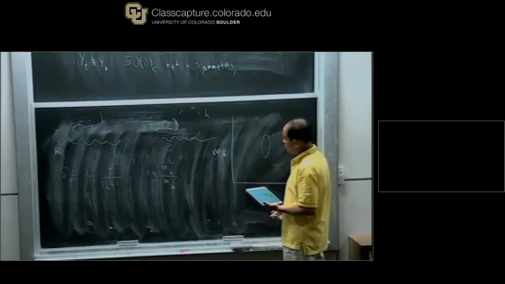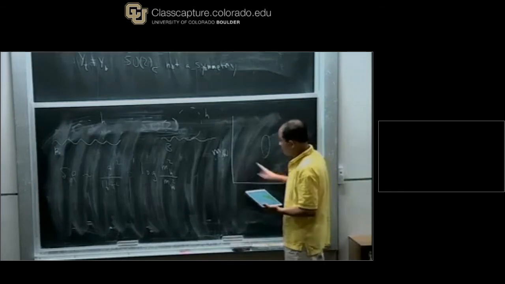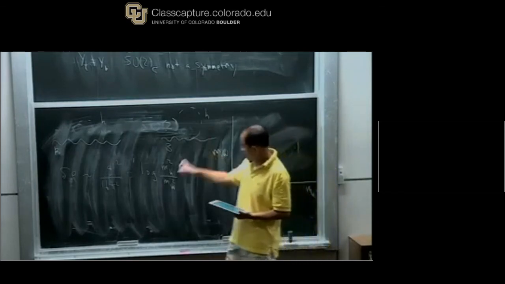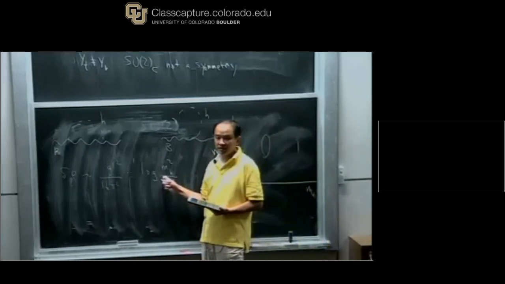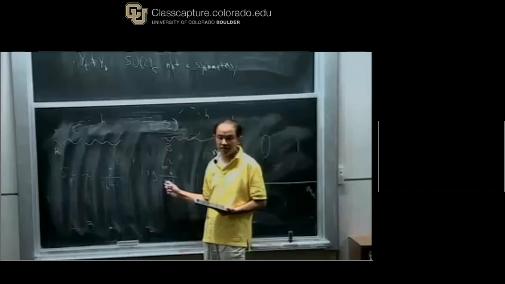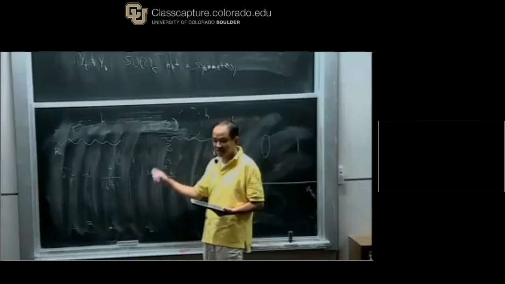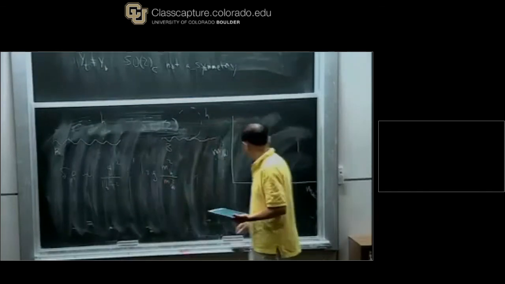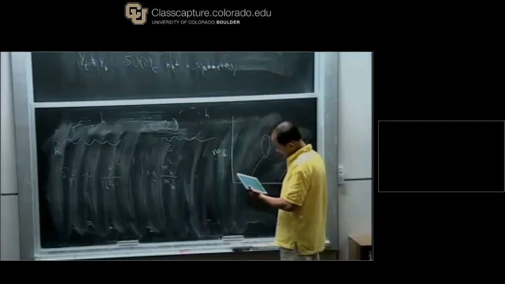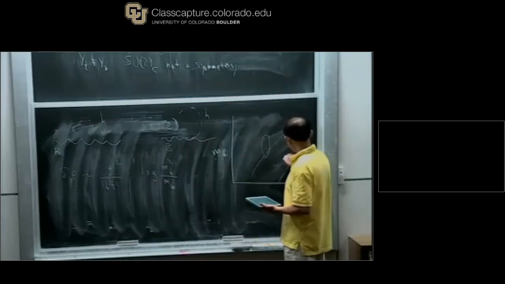If you fix these two, then the ratio in principle depends on M_Higgs, logarithmically. Not very sensitive, but logarithmically. So you can have contours of different M_Higgs.